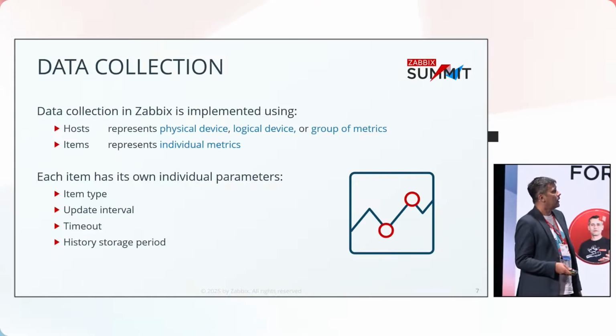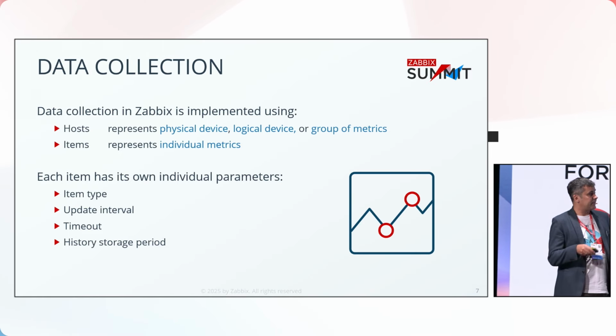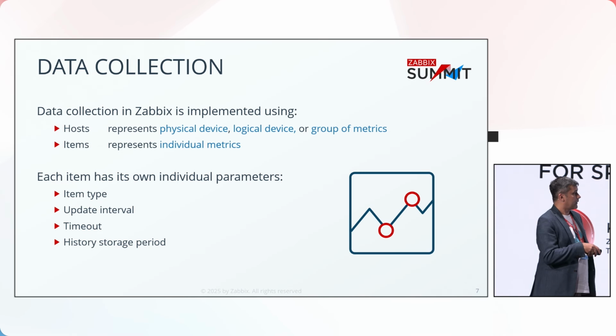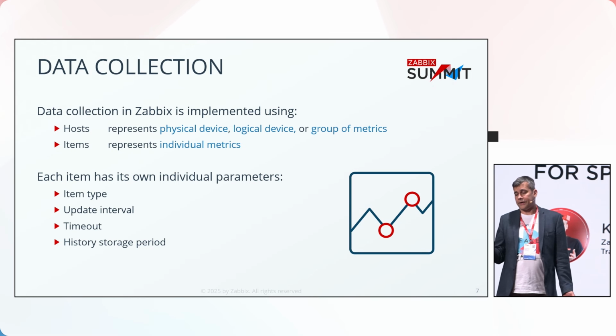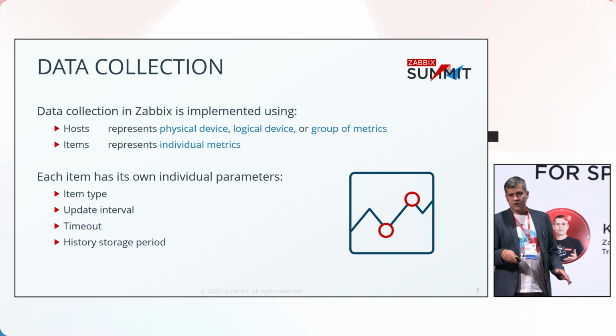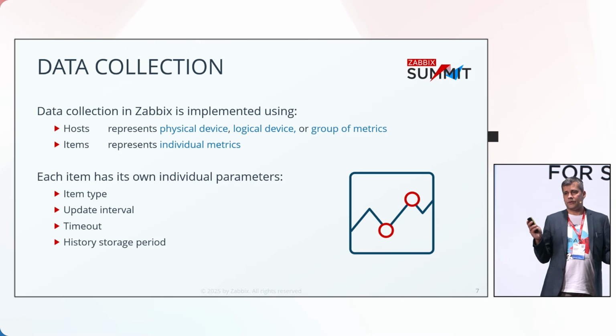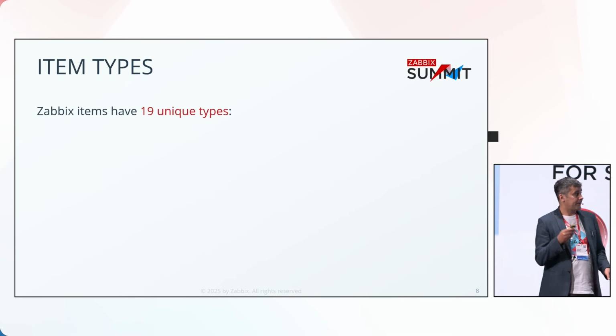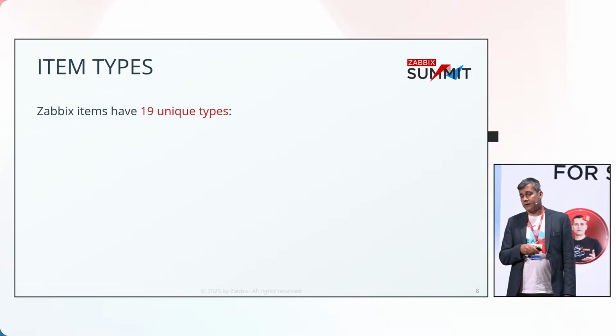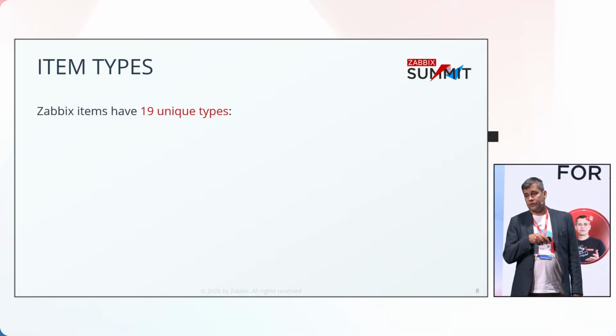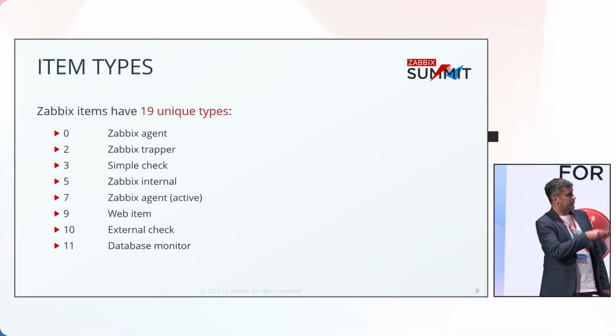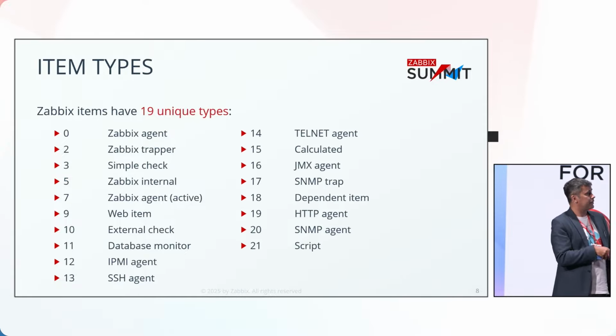Now let's talk in more detail about data collection, how it works. We create hosts, we create items. Each item is unique. Each item has a type, update interval, unique key, timeout, and other settings. Currently, we have 19 unique item types. You can see all of them here, and every one of them is unique.